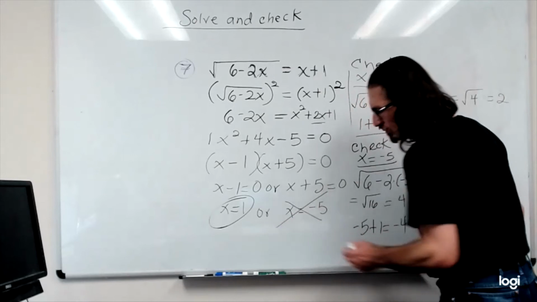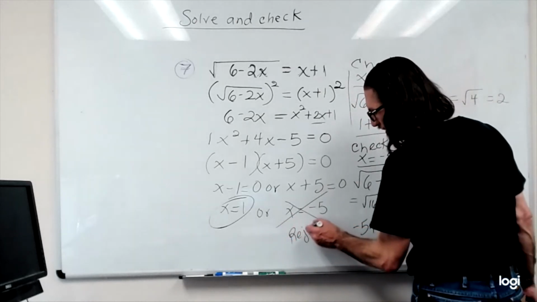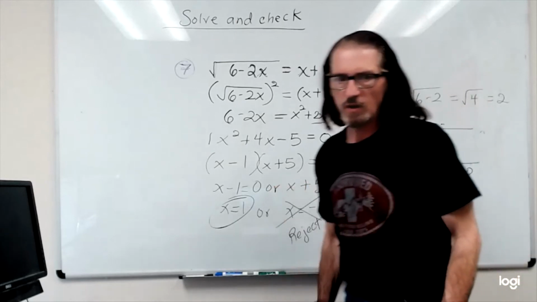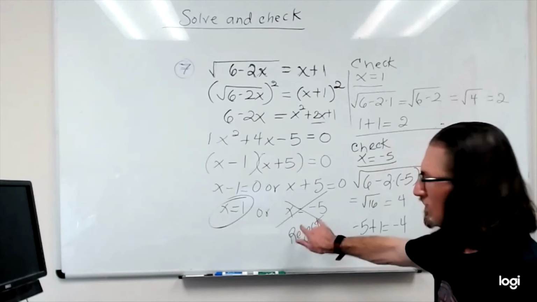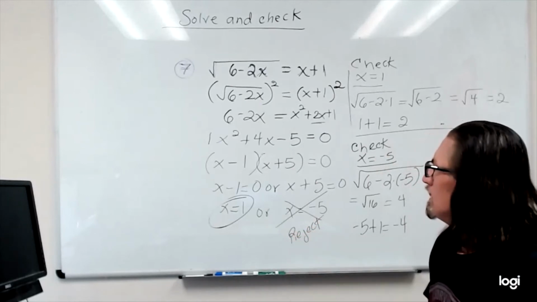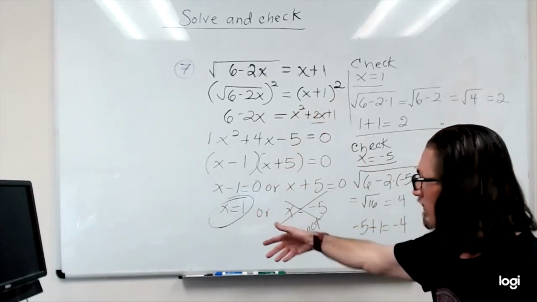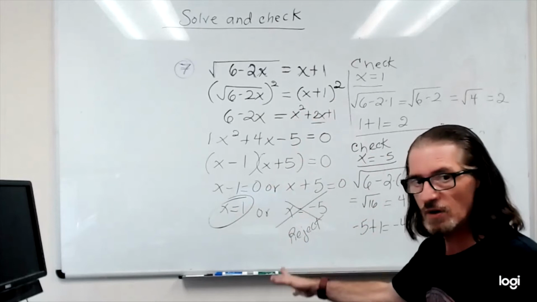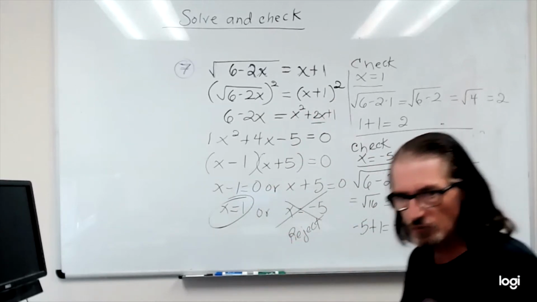Make it clear what you've rejected and what, if anything, is being kept. Our only solution that checks is x equals 1. And this is a garbage or extraneous solution. In a case like this, you could have both check. You could have just one check and not the other. Or you could have to reject both of them so that there are no solutions.